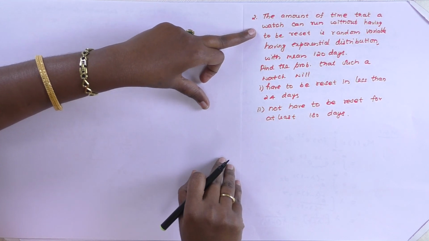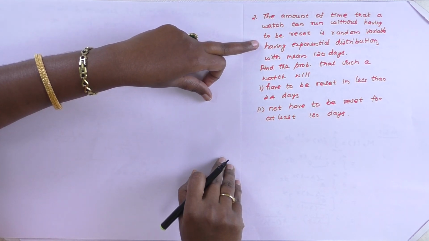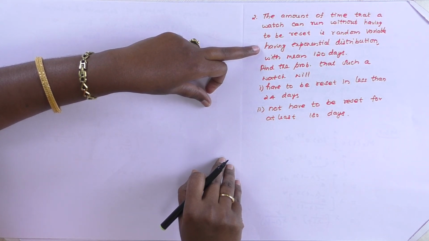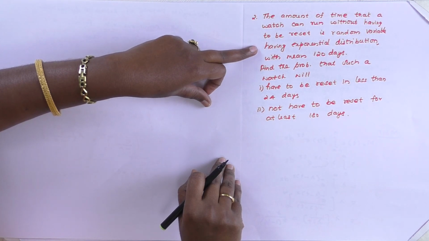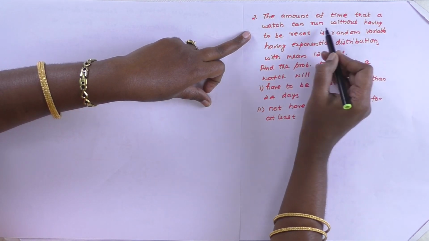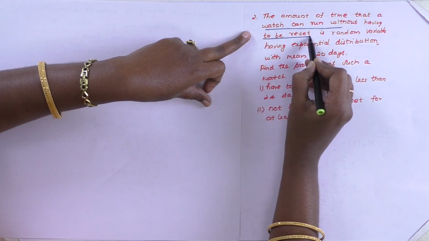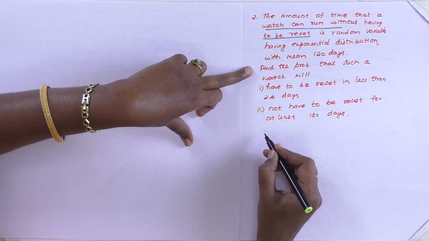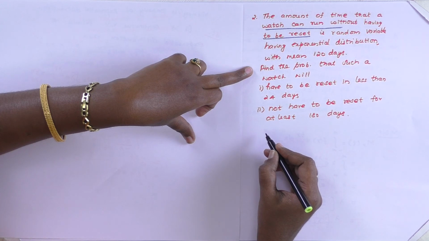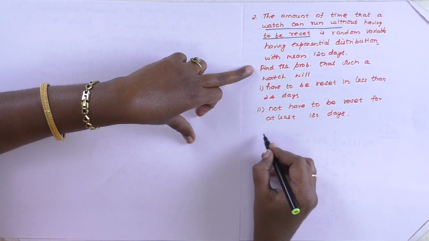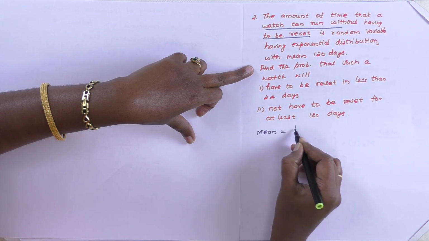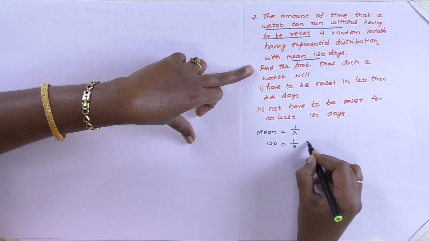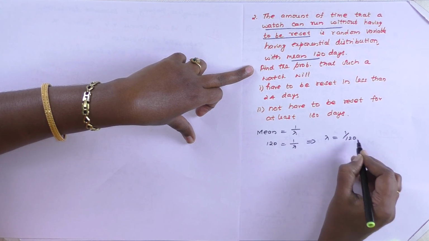Second problem: the amount of time that a watch will run without having to be reset is a random variable having exponential distribution. Here the random variable is denoted by the letter x. It follows the exponential distribution, with mean 120 days. We know the mean of exponential distribution is 1 by lambda. Here the mean is given, that is 120. 120 is equal to 1 by lambda, which implies lambda equal to 1 by 120.